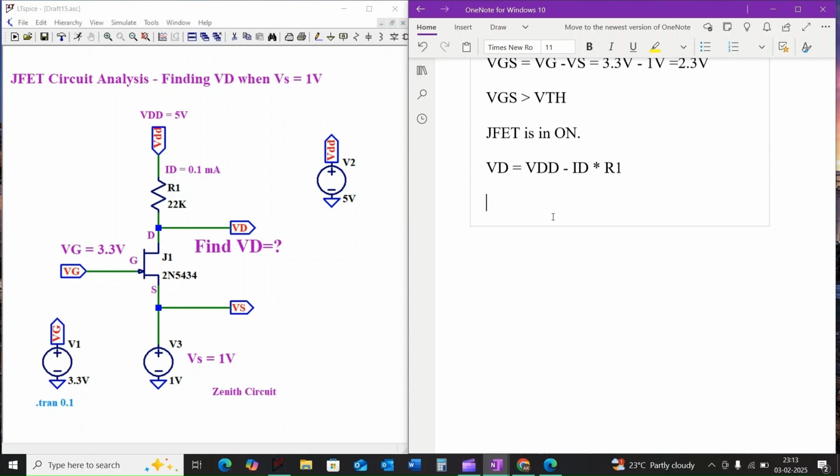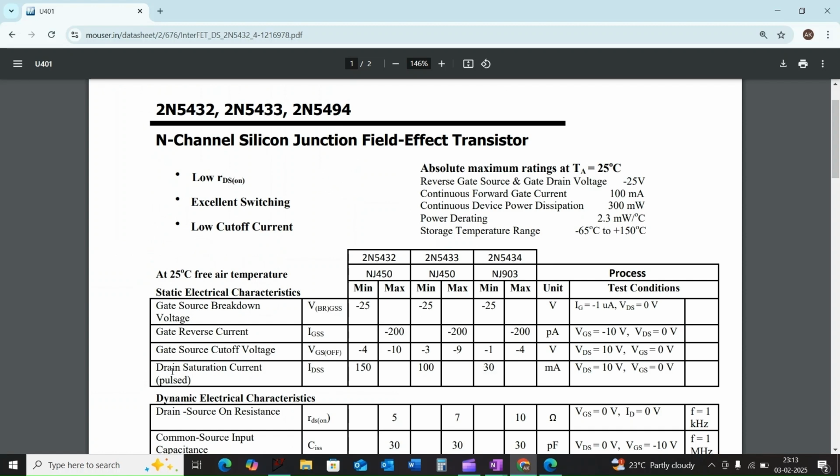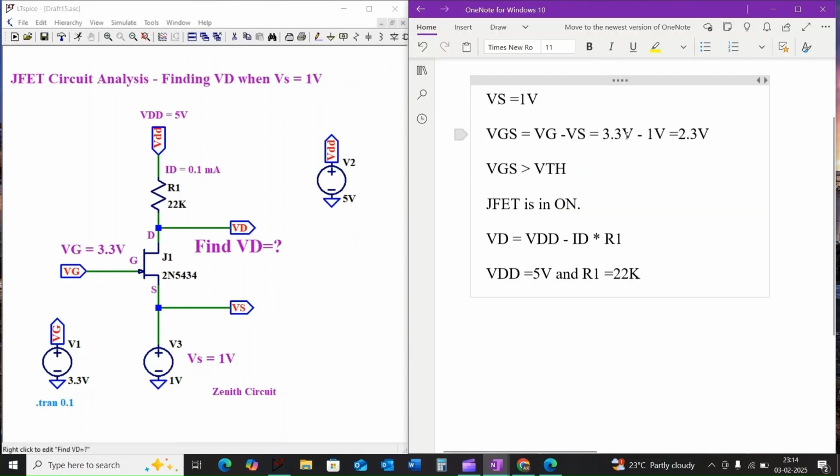And we know that VDD is equal to 5 volts and R1 is equal to 22 kilo ohms. From the datasheet, we consider IDSS as 30 milliamps. Since our VGS is 2.3 volts, we know that the JFET is barely conducting. So we can say that ID is a very small value. Let us assume the value of ID will be 0.1 milliamps. Then we will plug this value into our equation.